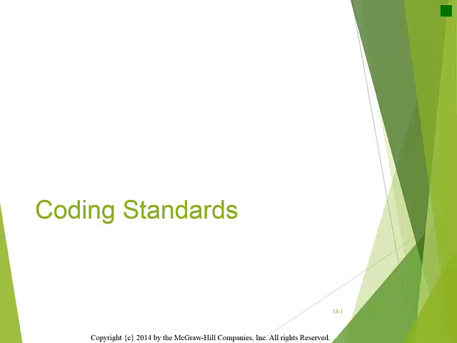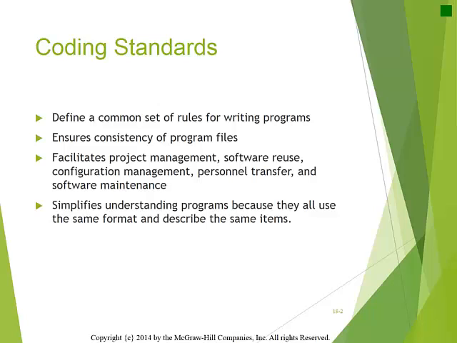This lecture covers coding standards. Coding standards should be defined at an organizational level so that all teams within an organization produce software program files that are consistent, regardless of the department or the team that produced them. Without standards, teams would omit items or write what they think should be included. Coding standards simplify project management, code reuse, configuration management, software transfer, and software maintenance.